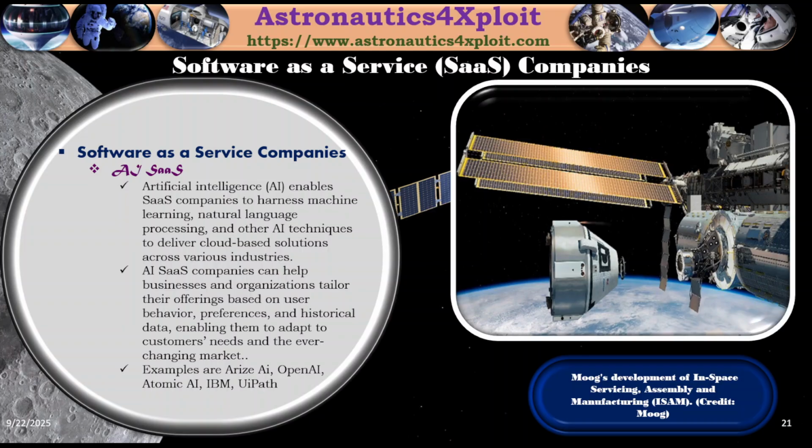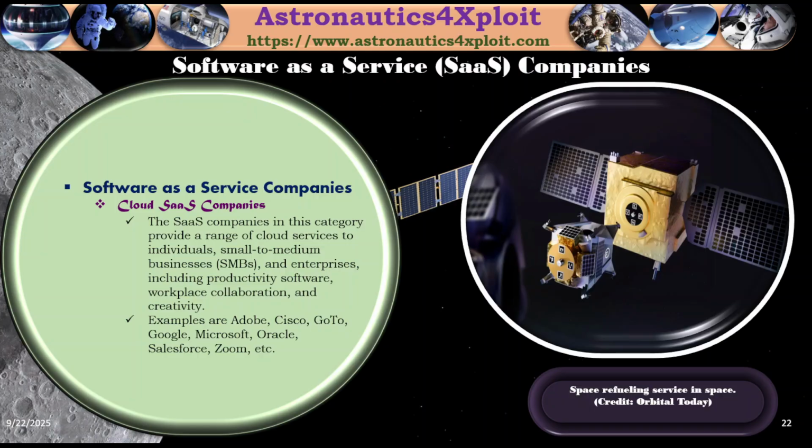AI SaaS companies. Artificial intelligence enables SaaS companies to harness machine learning, natural language processing, and other artificial intelligence techniques to deliver cloud-based solutions across various industries. AI SaaS companies can help businesses and organizations tailor their offerings based on user behavior, preferences, and historical data, enabling them to adapt to customers' needs and the ever-changing market. Examples are Arize AI, OpenAI, Atomic AI, IBM, and UiPath. NASA's development of in-space servicing, assembling, and manufacturing is shown in this picture.